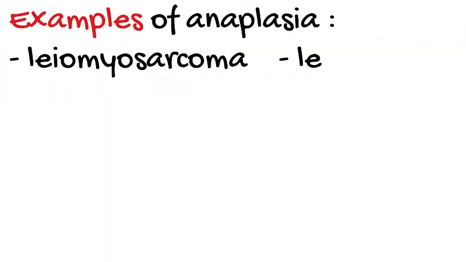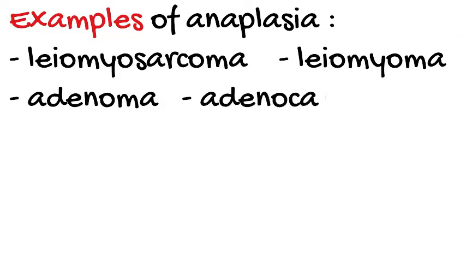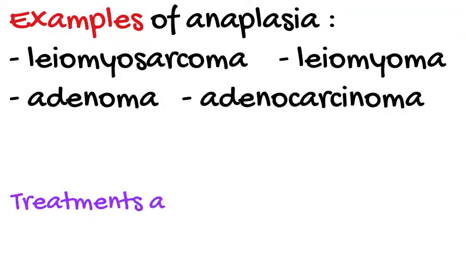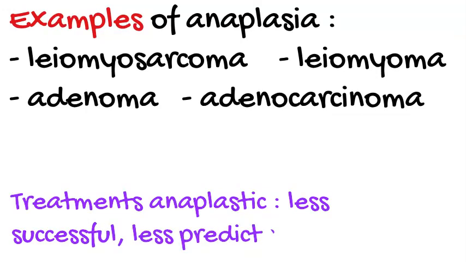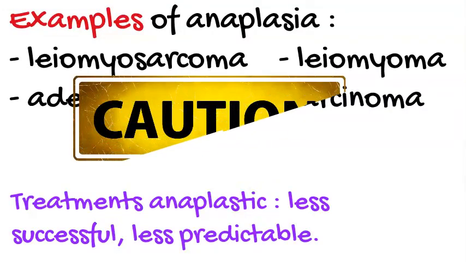Examples of anaplasia include leiomyosarcoma, leiomyoma, adenoma, and adenocarcinoma. Must remember, the treatments for anaplastic cells tend to be less successful as they are less predictable.